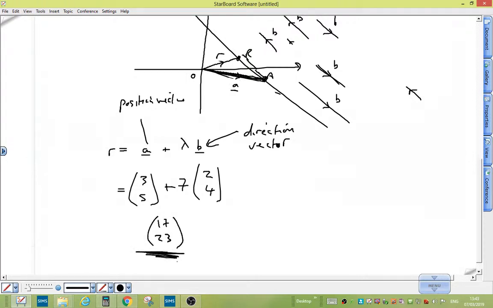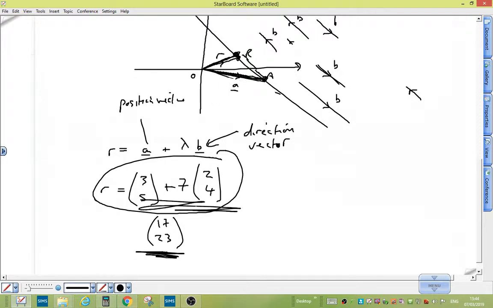What is that? R. That is a vector, or a position vector. It's a position vector. And where does that get me? From O to the line. So can you see, whatever that is, for that line there, R equals that. What I'm trying to show you is, is that the equation of the line? Yes, that's an equation of the line.